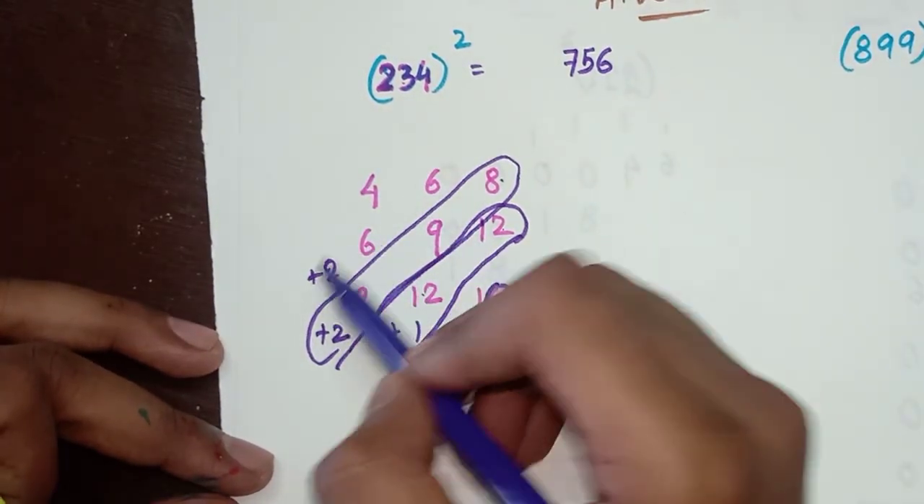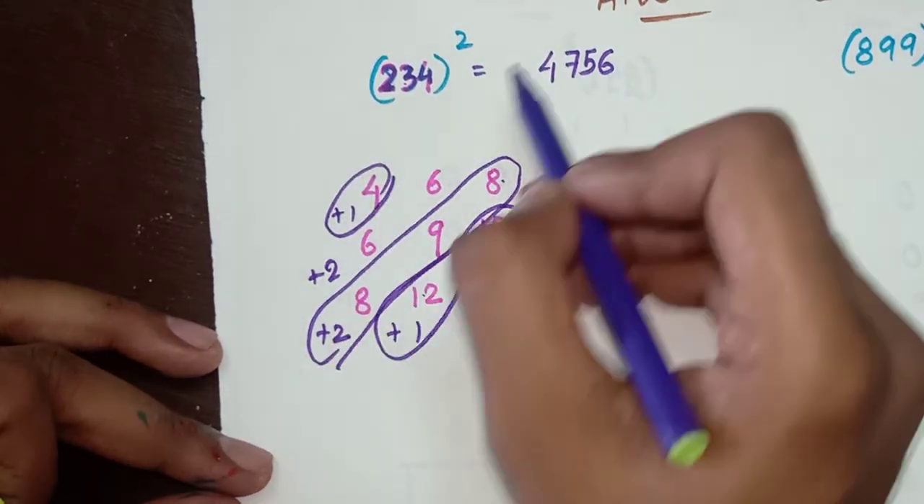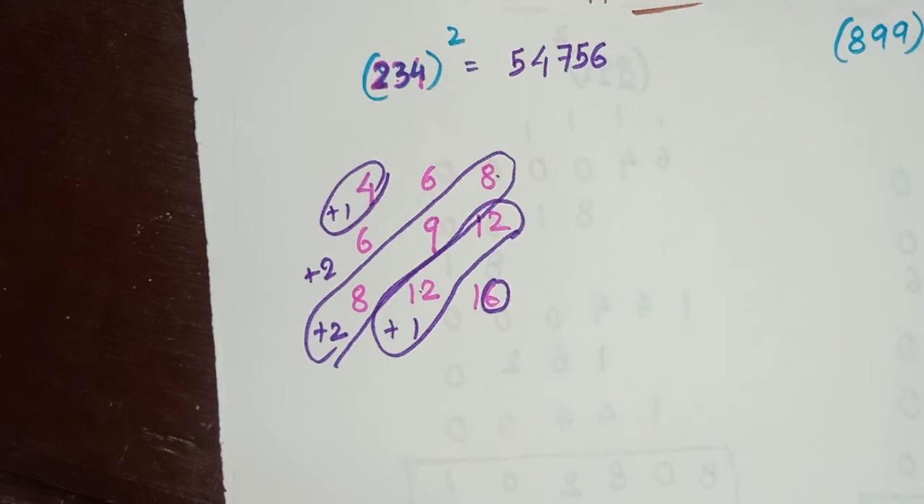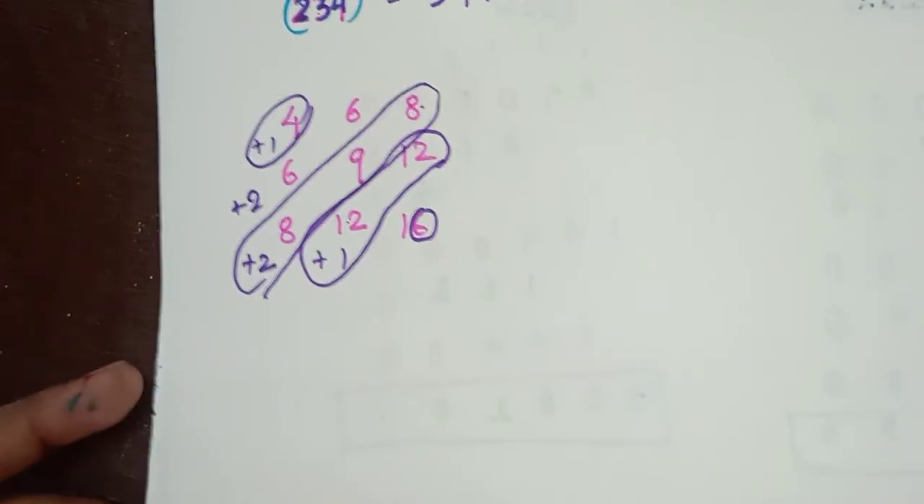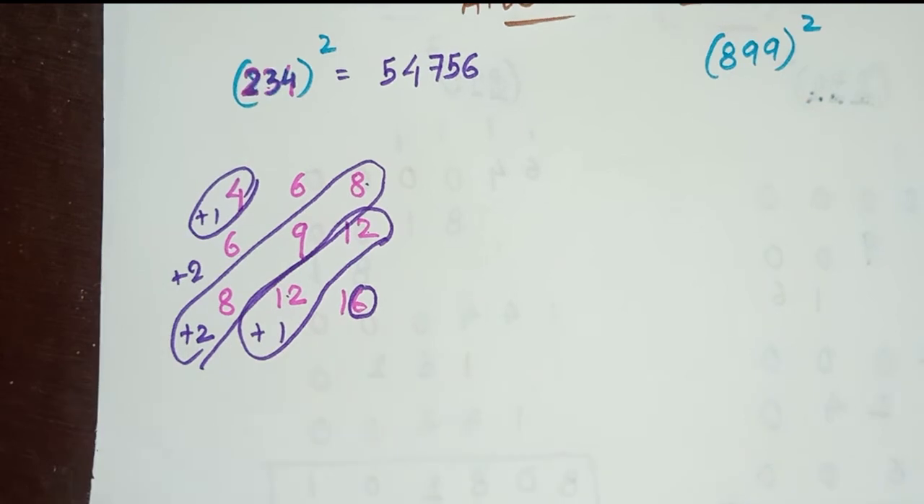6 plus 6, 12 and 2, 14. So 4 here and 1 here. And finally 4 plus 1, 5. So 5, 4, 7, 5, 6. And we can check it is as it is, 5, 4, 7, 5, 6. It is the similar one. Since there are small numbers, you can say that it is a very easy trick.